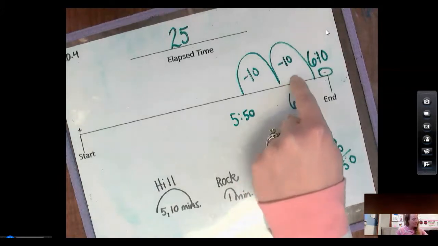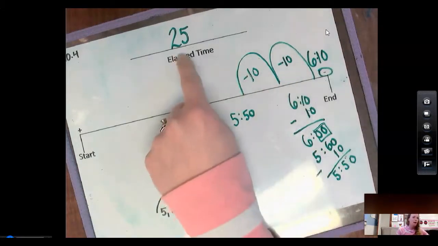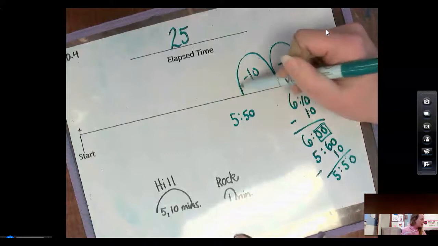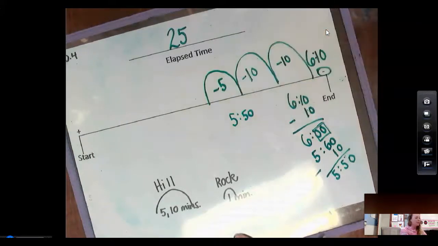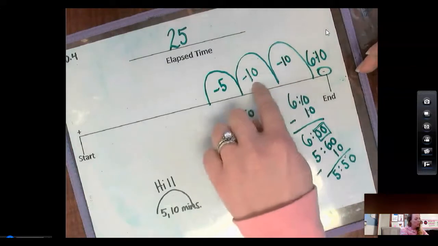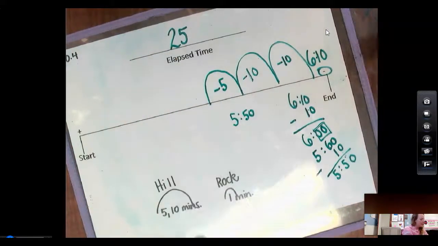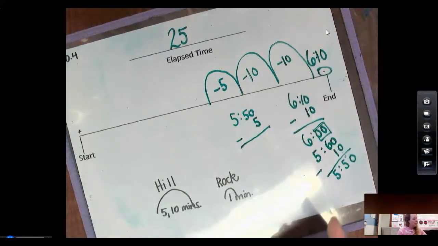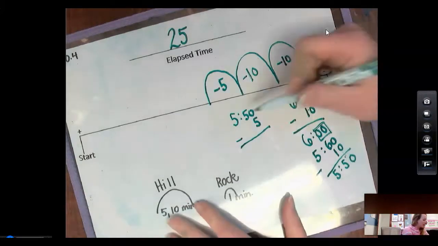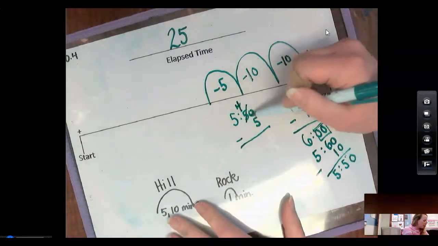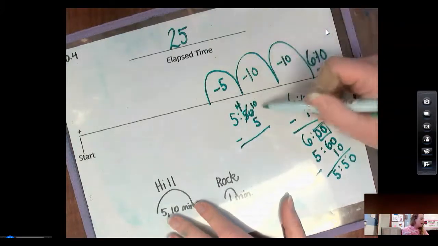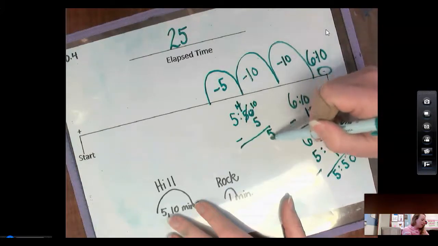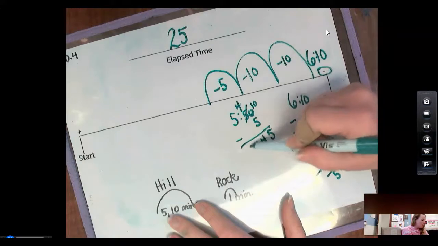I'm at 10:20, and I have to go 25 minutes. So what am I going to use next to go 25 minutes? If you said a hill of 5, you are correct, because then I would be at 10:25, and I would be at my 25 minutes. So I'm going to minus 5. What is 0 minus 5? Well, if you said I can't do it, you're exactly right. So 5 becomes a 4, and 0 becomes a 10. 10 minus 5 is 5. Drop your 4. Drop your 5.